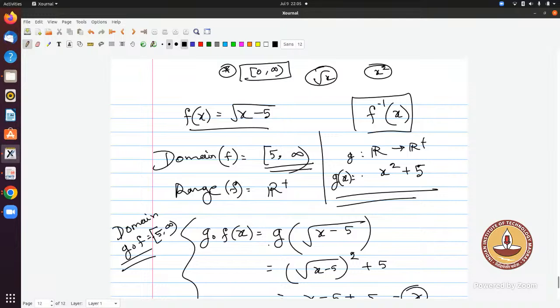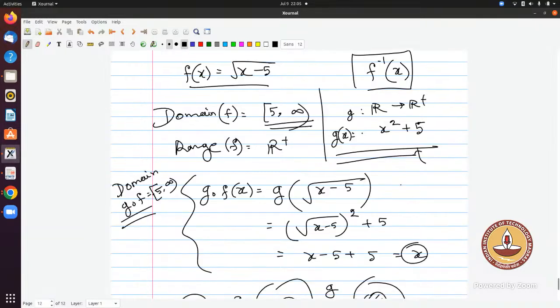Sir, I understood that much: if it is root x, then we are putting x square, and to negate 5, we are adding a 5. Exactly, that is it. Right? And then we have to check whether our guess is correct or not, and that is what I am doing.